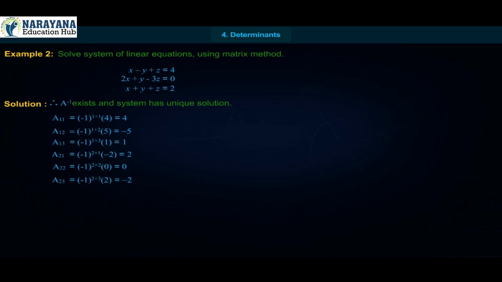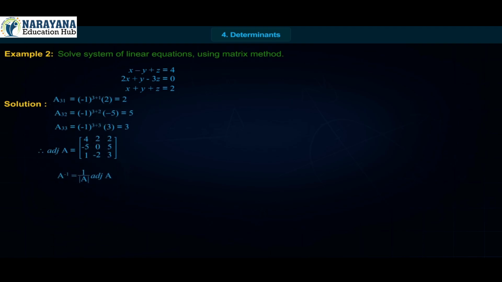A23 is equal to (-1)^(2+3) into 2 is equal to -2. A31 is equal to (-1)^(3+1) into 2 is equal to 2. A32 is equal to (-1)^(3+2) into -5 is equal to 5. A33 is equal to (-1)^(3+3) into 3 is equal to 3. Therefore, adjoint A is equal to matrix [4 2 2; -5 0 5; 1 -2 3].